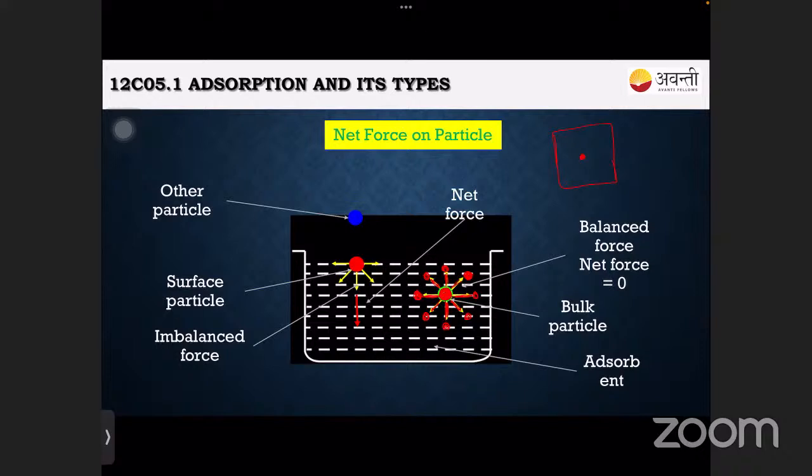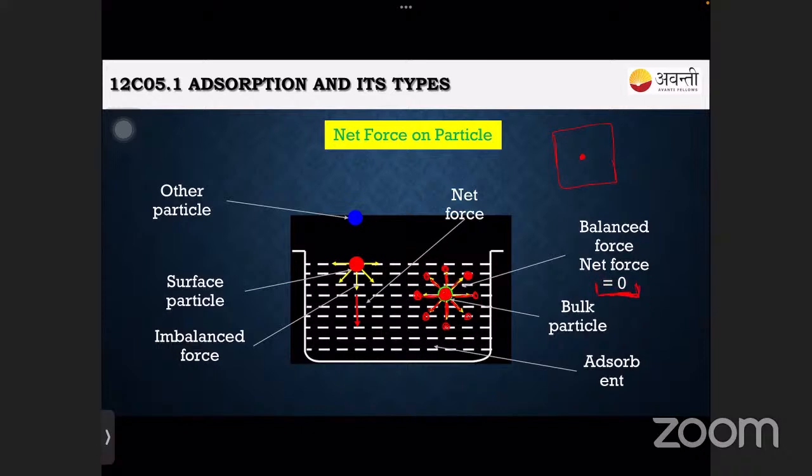So on the whole, in 360 degrees, if we see, the net force on this green molecule is how much? 0. It is balanced, right? On 360 degrees, you have the same molecules and the same attractions. So on the whole, what happens? Each will be cancelling out the opposite one, and the net force will be 0. So what we can conclude from this is that whatever solvent particle or adsorbate particle is inside the bulk will have a net force of 0.